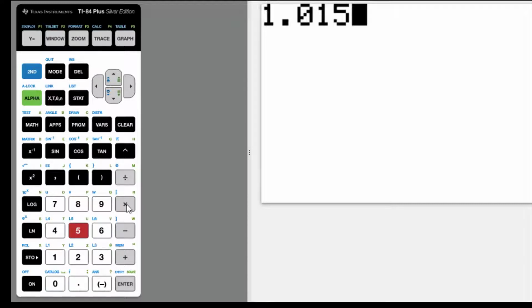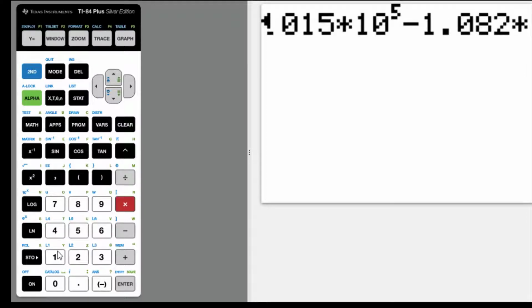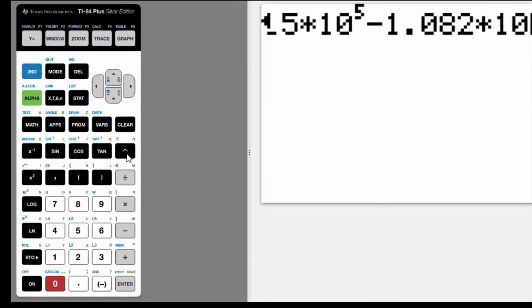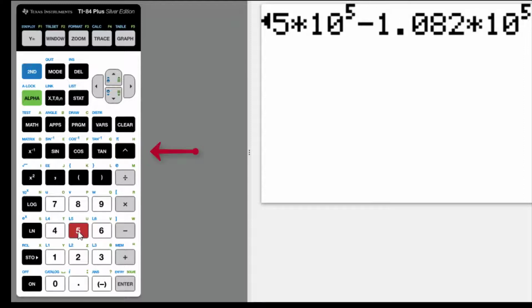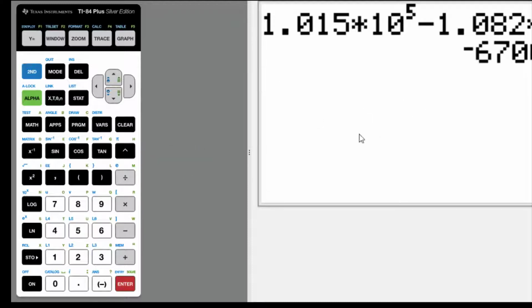So we're going to go 1.015 times 10 raised to the 5th power, minus 1.082, and that's going to again be times 10 raised to the 5th power. And I'm going to get an answer here because I didn't put it in parentheses. So I got a negative 6,700.